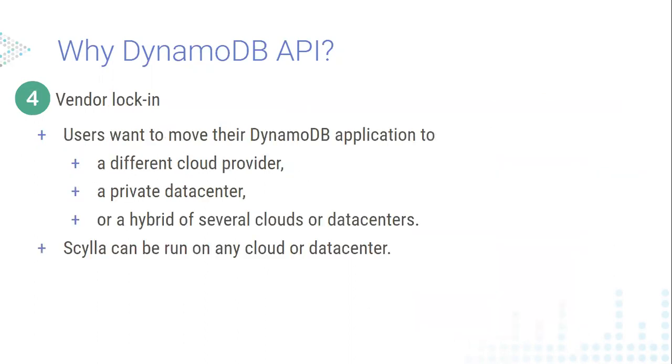And the fourth reason why you might want to have a DynamoDB API is to avoid vendor lock-in. Currently, if you use the DynamoDB API, you have to use Amazon's AWS. And if you want to move your application to a different cloud provider or a private data center or some hybrid of all these things, you can't do this just with DynamoDB. Scylla will help you do this because you can run Scylla on any cloud or data center, and if it has a DynamoDB API, it will help you run your applications.